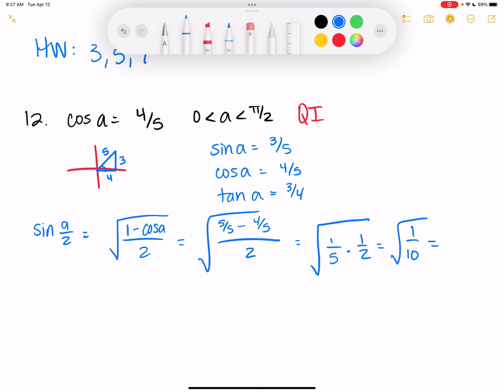Debatable. In some ways. Okay, so remember this is the same thing as the square root of 1 over the square root of 10. The square root on the 1 just goes away. Can't leave a radical on the bottom, so what is my final answer? Root 10 over 10. Okay, so the sine of A over 2 is equal to root 10 over 10.